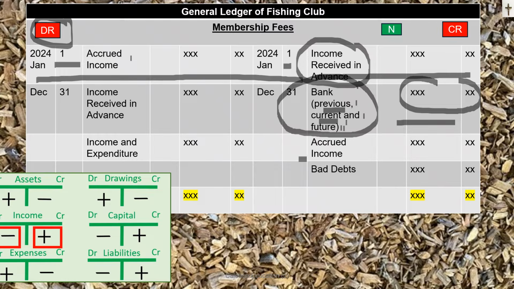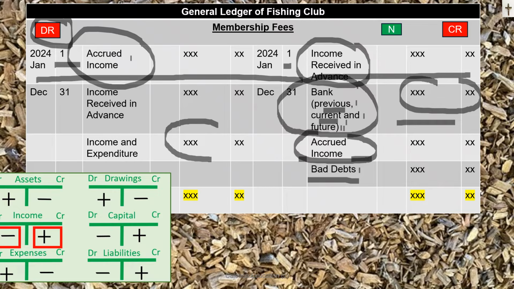We are going to have at the end of the year members that haven't paid us for the current year, but we've earned the income. That is accrued income. Then some members from the previous year that were in arrears will end up bad debts. And the balancing figure, or the actual income and expenditure amount, the income amount for membership fees, will be closed off to income and expenditure.